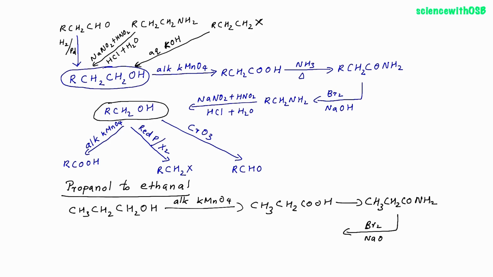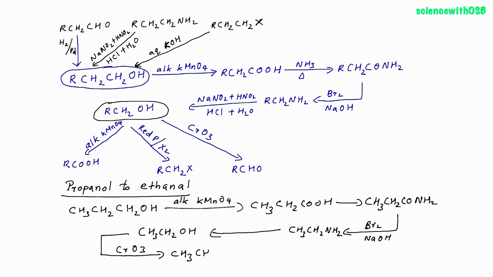Br2 and NaOH. And you are getting what? CH3CH2NH2. Now already 1 carbon less, right? Now add all these reagents. You will be getting the corresponding alcohol. So what is that? CH3CH2OH. Now your alcohol contains only 2 carbon, okay? We started with 3 carbon, right? And our final step. We need what? Ethanal, aldehyde. So what you have to do? Oxidize it with CrO3. You are getting what? CH3CHO. We got the final answer.